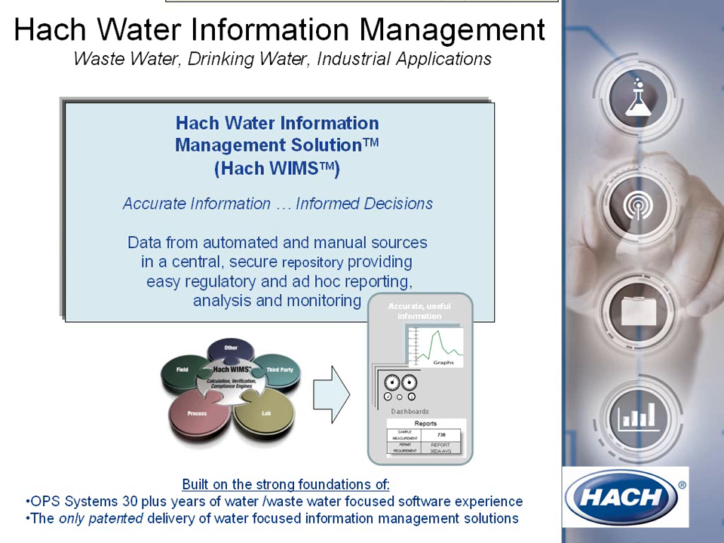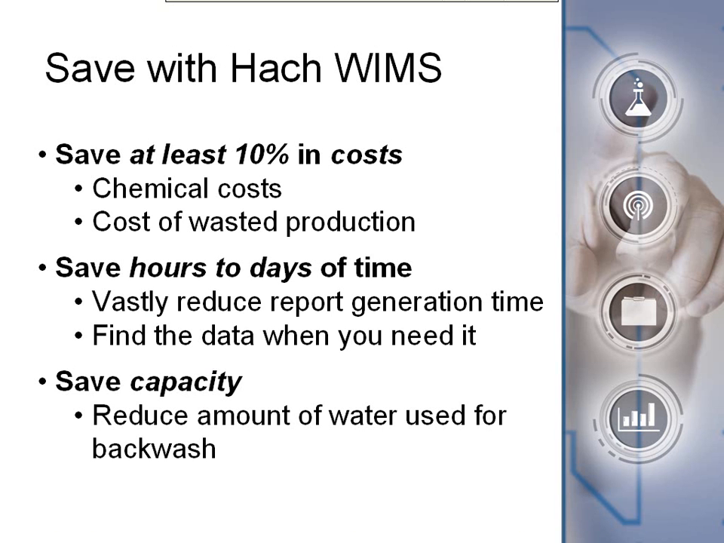Now, what can we do once all that data is readily accessible? Well, we can then save money now that we have this data in one place. So how do we do that? Well, we are going to analyze that data, and what our customers tend to find is through some good data analysis, by having the data online, they're able to save 10% of their costs on chemicals. They're able to operate their filters a little bit better, so they're not going to have the cost of that wasted production. They're going to backwash less. They're going to save hours of their time producing their regulatory reports.